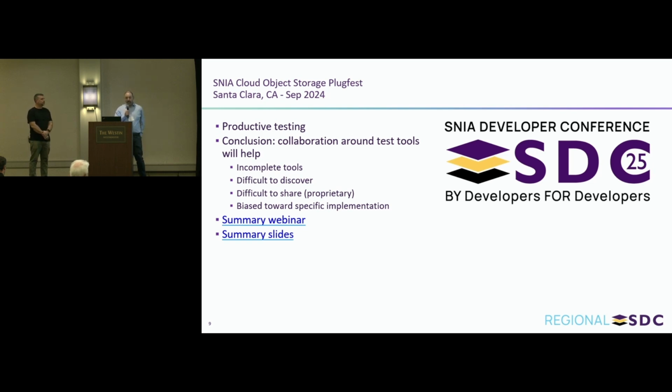We discussed how it was difficult to discover what the properties of the reference implementation are with S3 API. And it's difficult to share those across companies because there's lots of proprietary knowledge there. And everything is biased towards this one specific implementation, the AWS reference server. There's some links here if you download the slides to a webinar that we had after this Plugfest, where we discussed some of the conclusions here and some of the problems with this space. And there's some slides that go over it as well.